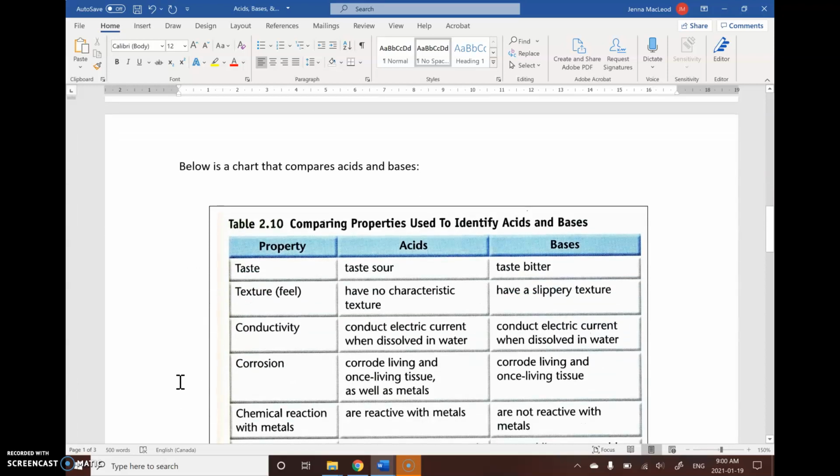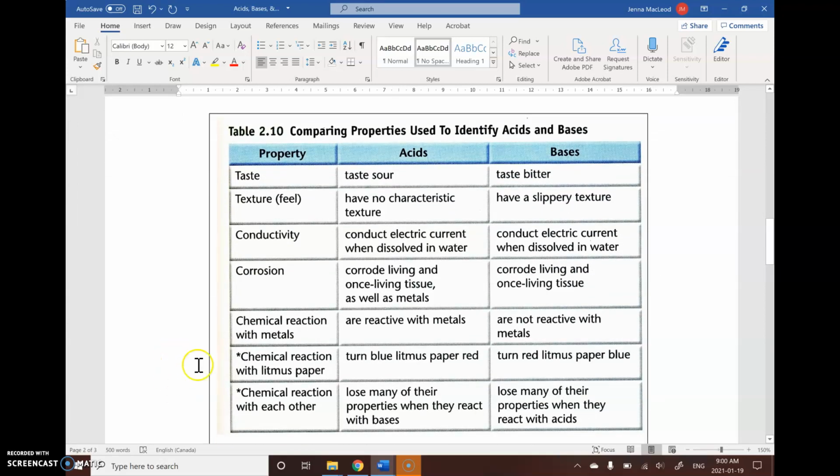So below is a chart that compares acids and bases. Acids taste sour, bases taste bitter. Acids don't have a clear texture when you touch them, but bases feel slippery, kind of like soap. Acids can conduct electricity when dissolved in water, and so can bases. Acids can corrode living and once living tissue as well as metals, and so can bases if they are strong enough.